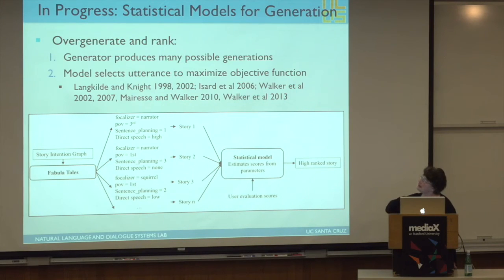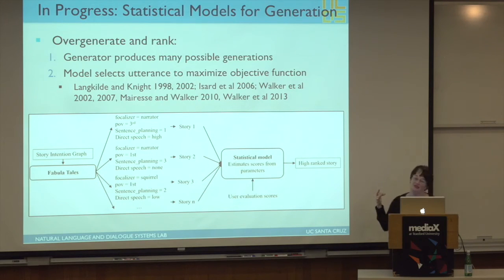So you have what's called over-generate and rank. You have the generator produce many, many possible different tellings of a story or some part of a story. You have some kind of objective function that you're trying to maximize, like reader engagement, or narrative transportation, or coherence of the story. It could be any objective function. In this particular case, we're interested in the engagement of the reader in the story.